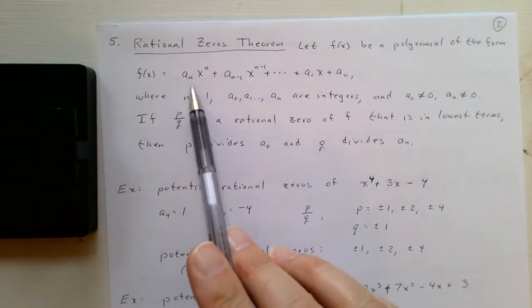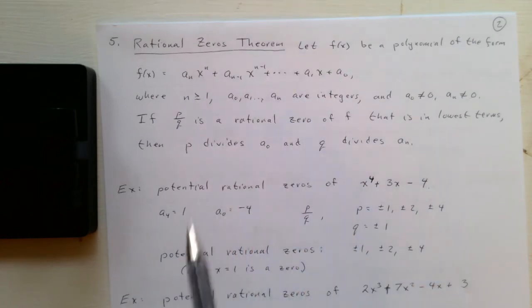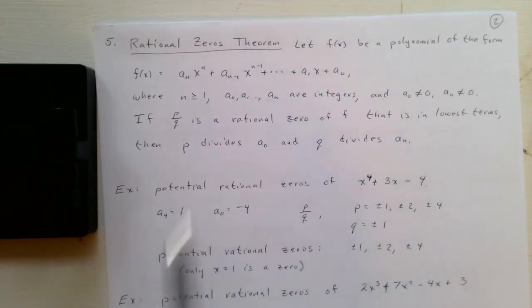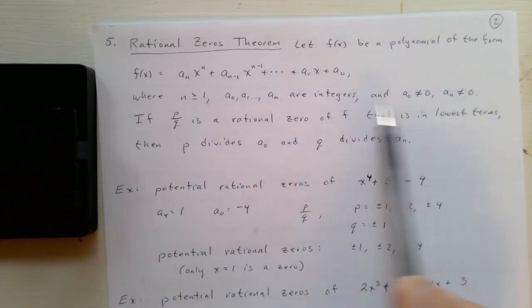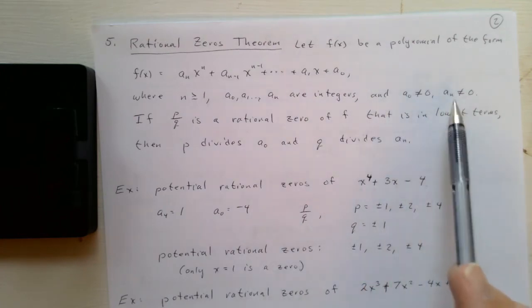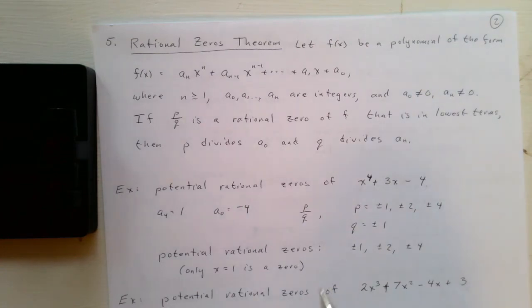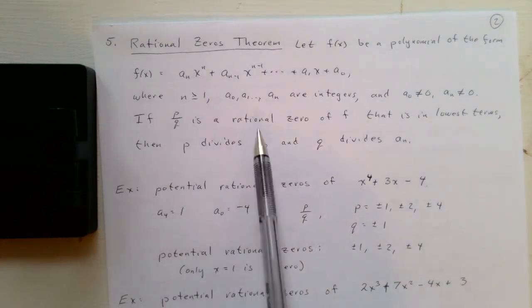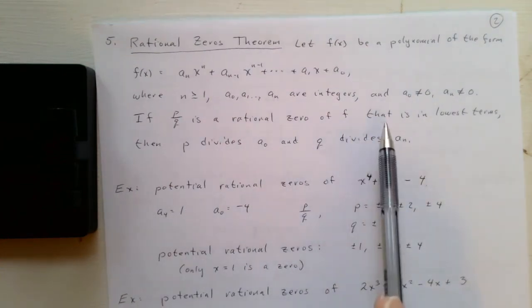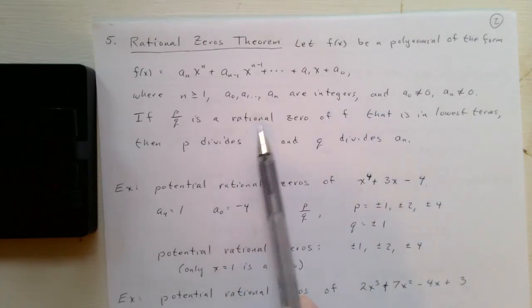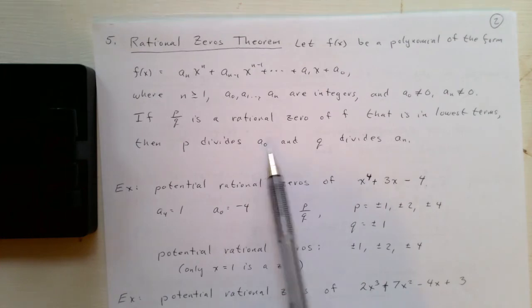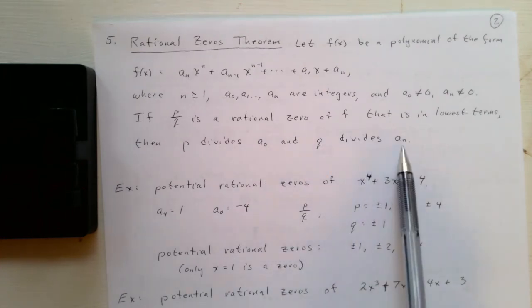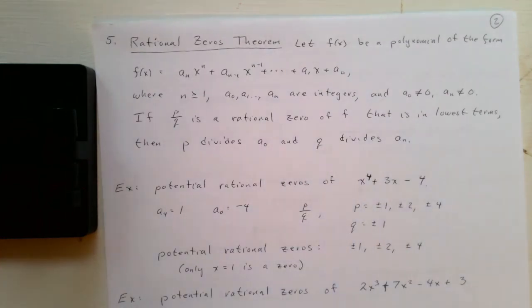If we have a polynomial written out in standard form, and all the coefficients are integers, that is whole numbers, and a sub 0 and a sub n, the constant term and the leading coefficient, are not 0, then if a fraction p over q is a 0 of f, that implies that p divides a sub 0, the constant term, and q has to divide the leading coefficient, a sub n.